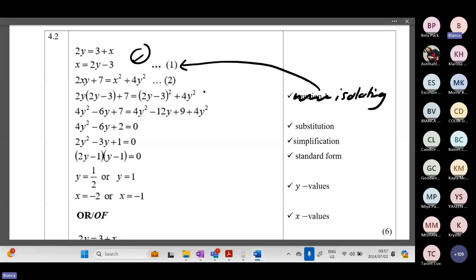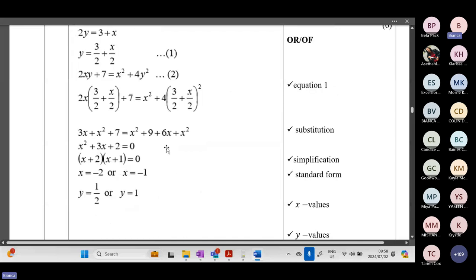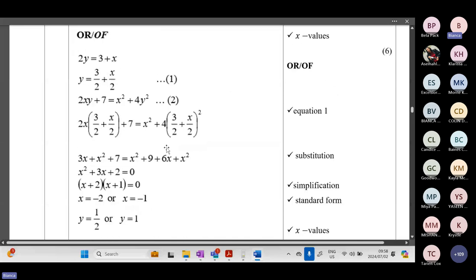Okay. Your third mark is where problems come in because people start timesing out incorrectly. And then your standard form. And then they gave you a mark for the y values and a mark for the x values. Six marks for that one. If you made y the subject, if you isolated y, which you're allowed to do, it's fine. But it just becomes a bit painful. But it's not wrong. You still get the same solutions. It just becomes a bit painful with the fractions and subbing those fractions in.